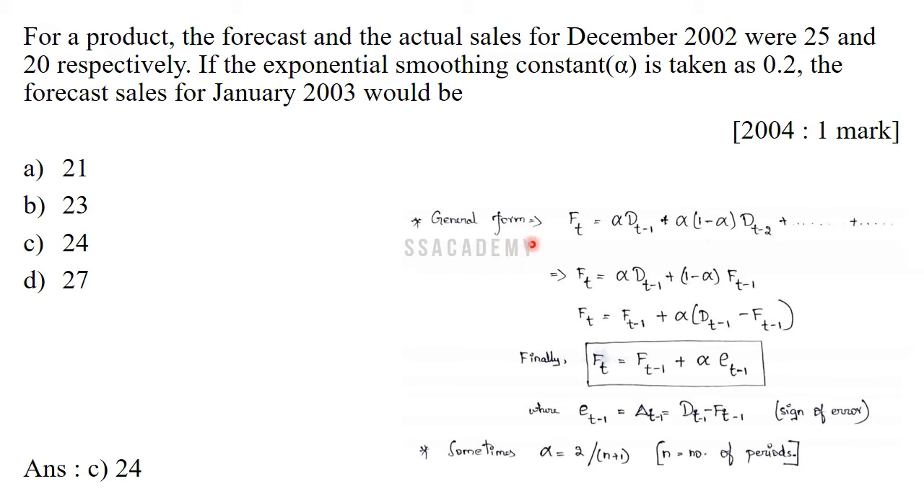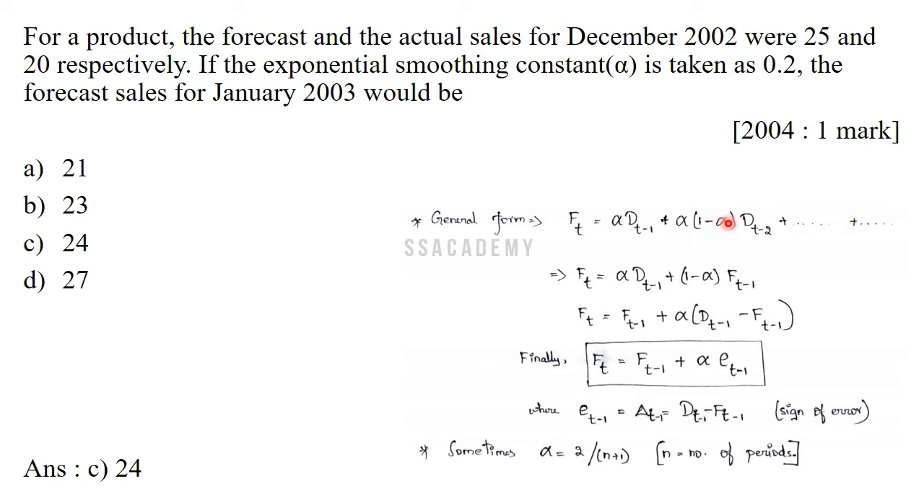First, we will see the general form in which we will be using the smoothing constant. If there is a smoothing constant, then the method used for forecasting is exponential smoothing method. The general form for exponential smoothing method is forecast for the period T, Ft, is equal to smoothing constant into demand for the previous period plus smoothing constant alpha into 1 minus alpha into demand for the previous period. Similarly, it goes on for the previous periods, and at the same time 1 minus alpha is raised to powers like 2, 3 and so on.